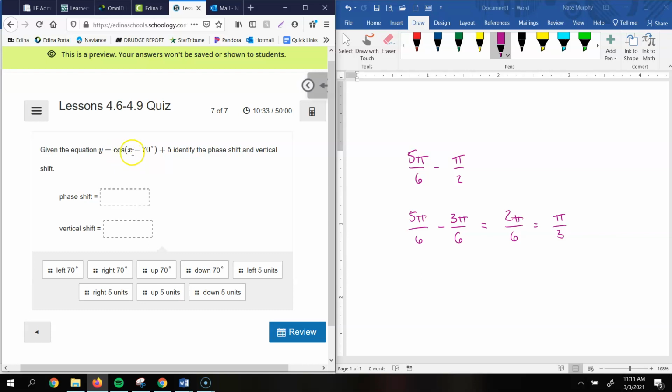All right, so this one here, this is in degrees. So this x minus 70 degrees means that it would move to the right 70 degrees. So I'm going to put that here. There we go. And this plus 5 means that it would move up 5 units. So we put the up 5. And that second box is your vertical shift. So that's how you answer those questions.